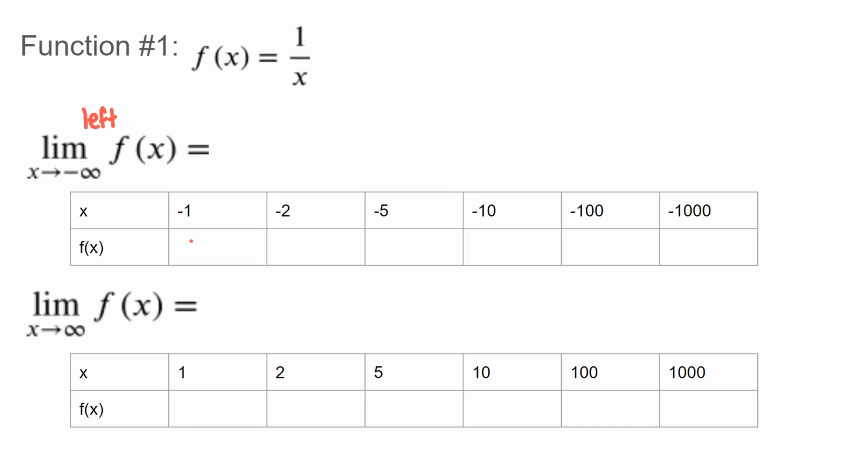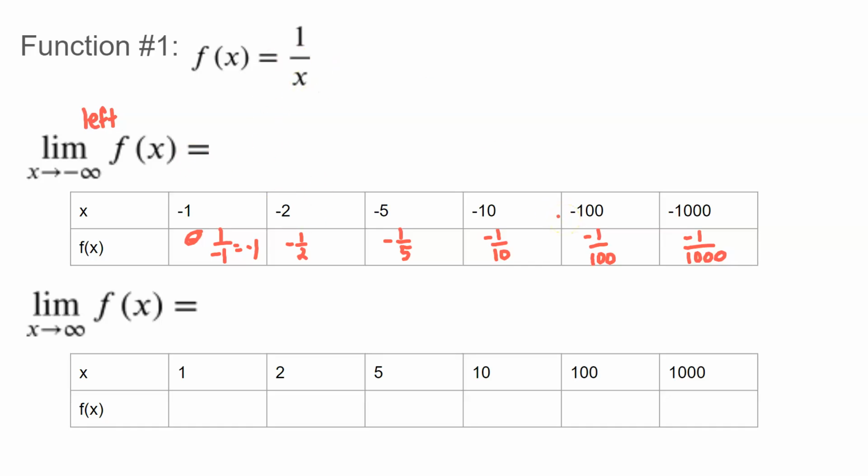So first I'd have 1 over negative 1, which would just be negative 1. And then when I plug in negative 2, I would get negative 1/2. Negative 5 would give me negative 1/5. Then I got negative 1/10, negative 1 over 100, negative 1 over 1,000. You're just plugging those in for x right there.